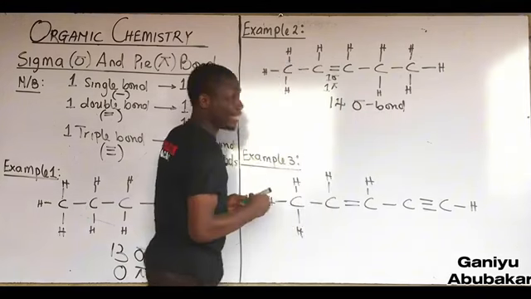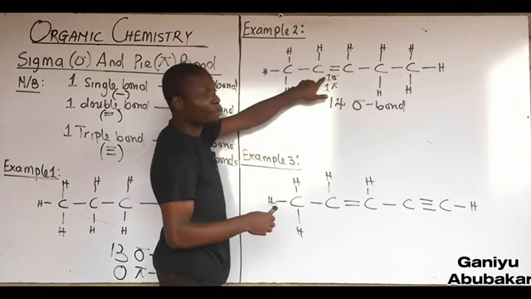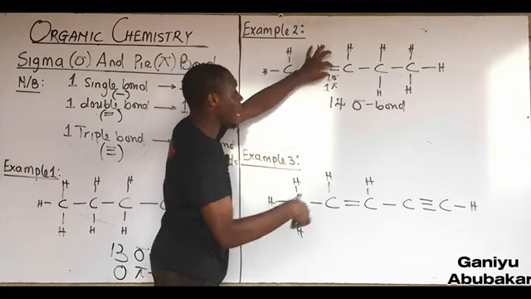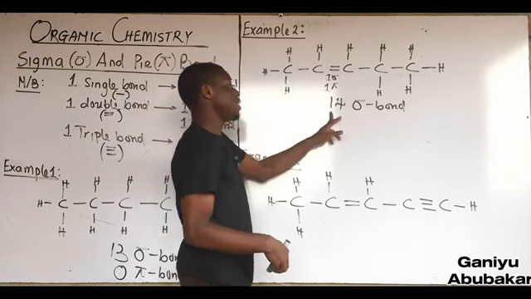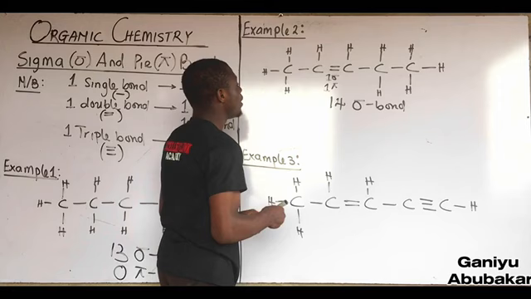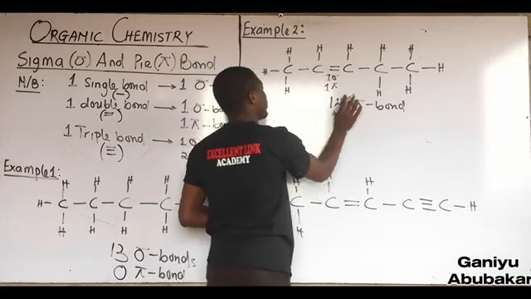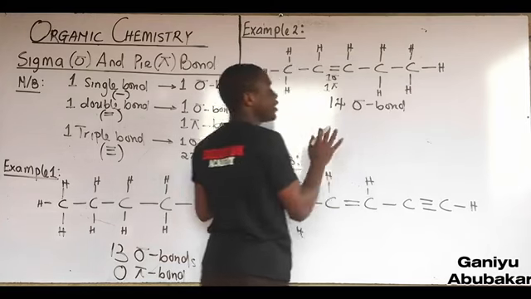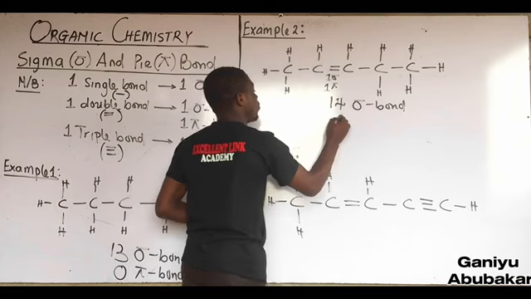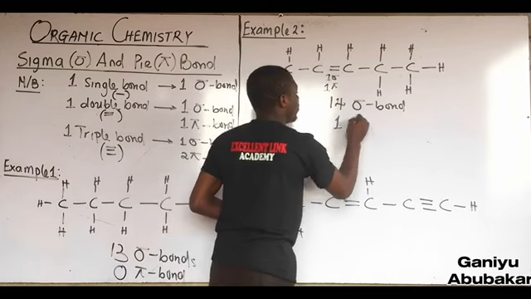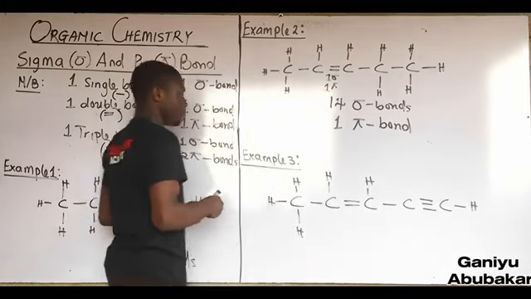It is meant to be 13 single bonds. I can't count this one among them because a double bond contains one sigma and one pi. So this one plus the 13, I have 14 sigma bonds. Let's get pi bonds. We said pi bonds occur in double bonds and triple bonds. In this one here, I can only see a double bond, no triple bond. So I'm having just one pi bond, as you can see.